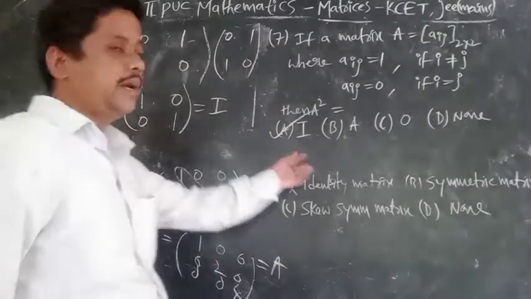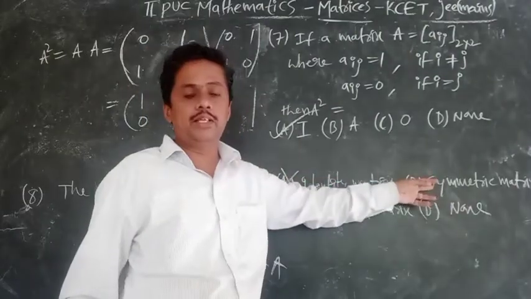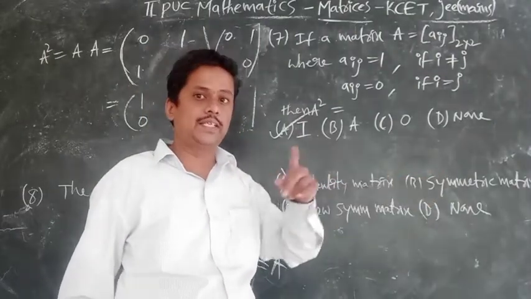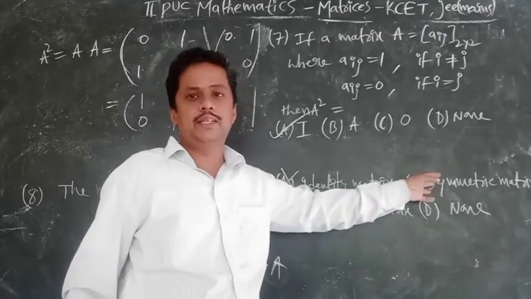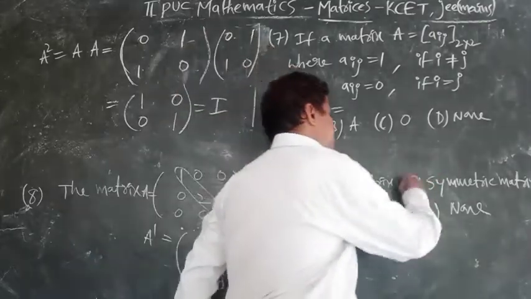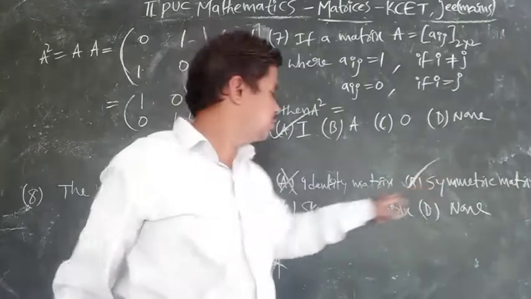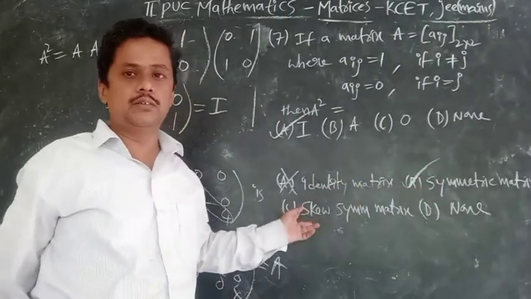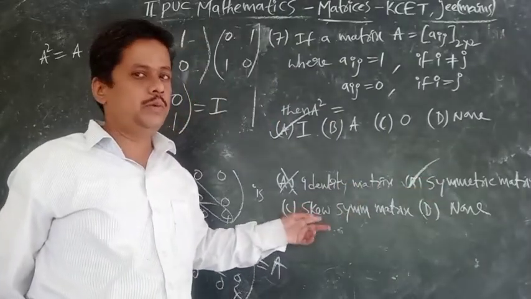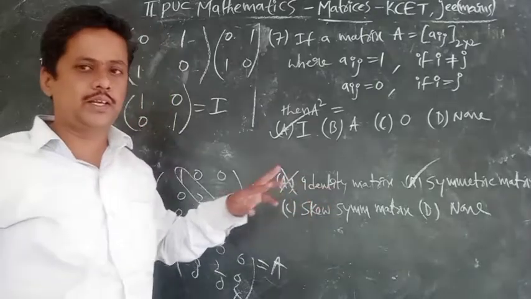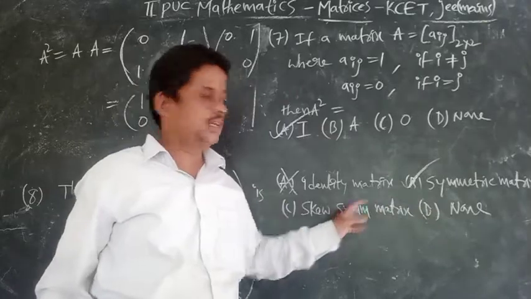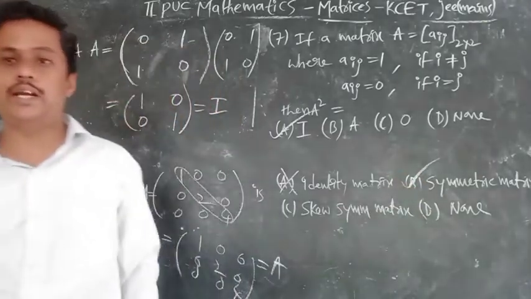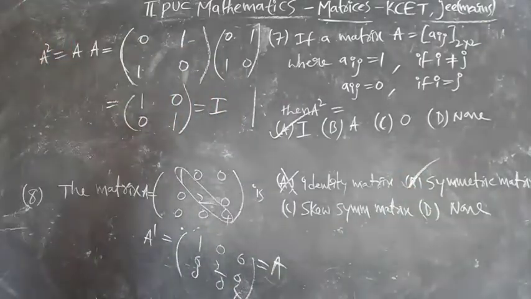What is the meaning of a symmetric matrix? A dash, A transpose, is equal to A. So it is symmetric. Tick it. Option B is the right option. A matrix that is both symmetric and skew symmetric is only the null matrix, so option C is not the answer. Therefore the right one is B, symmetric matrix.